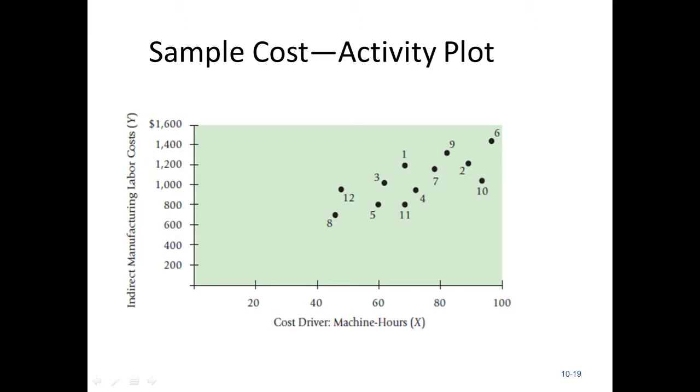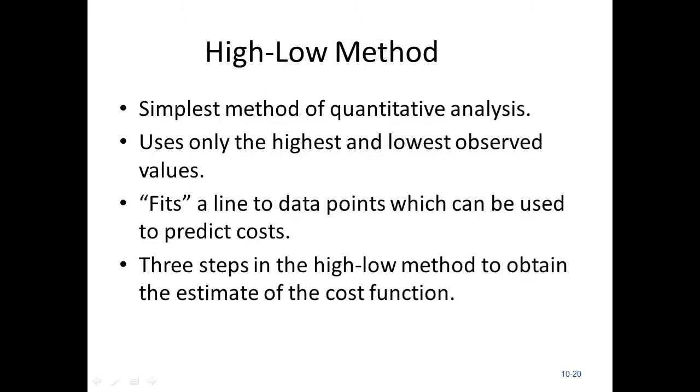So here is a sample plot of data that has been collected. This is an example of step 4 in the process of estimating a cost function using quantitative analysis. The step requires that we plot the data to observe the general relationship. We can easily observe that a relationship appears to exist between the cost driver, machine hours, and indirect manufacturing labor cost. The graph indicates a strong positive linear relationship between the machine hours and indirect manufacturing cost. Additionally, there do not appear to be any extreme observations.